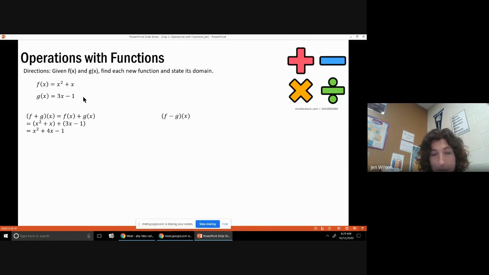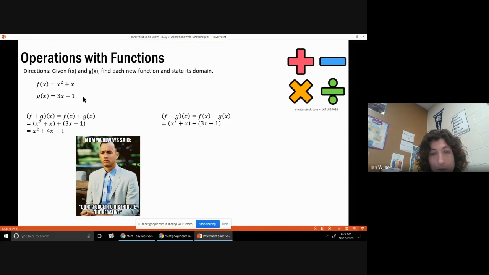This second operation we're asked to do is subtracting our functions. So we're just going to put a parentheses around each one with a subtract sign in the middle. We'll distribute our negative into the second parentheses, changing both of the signs. And then we'll add like terms, and we'll get x squared minus 2x plus 1.